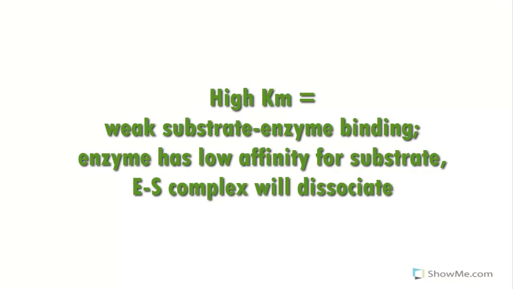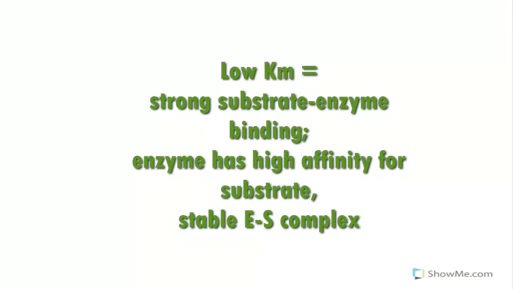So what does this Km mean? How to interpret the value of this Km? If the Km is high, this means that it has weak substrate enzyme binding. The enzyme has low affinity for the substrate, and the enzyme substrate complex will dissociate. Basically, the enzyme doesn't like to be with the substrate. But if the Km is low, it means that the substrate enzyme binding is strong, and the enzyme has high affinity for the substrate, and therefore it forms your enzyme substrate complex, and the reaction will proceed forward to form your enzyme and your product.